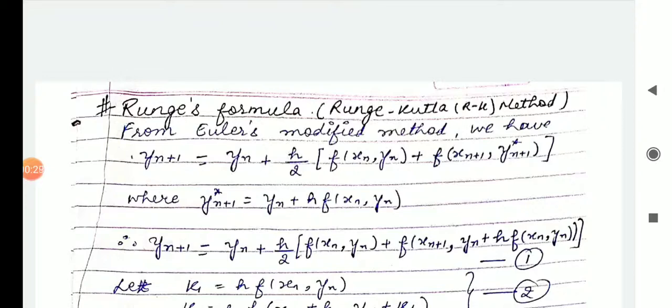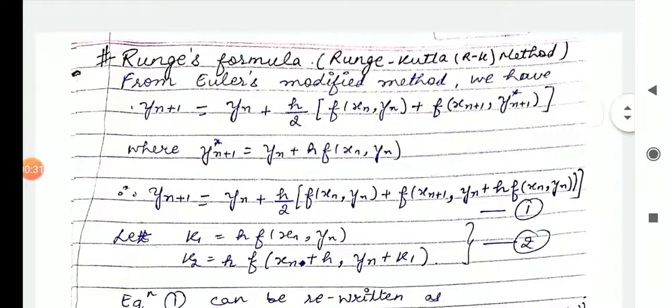numerically. So from Euler's modified method, we have y_{n+1} equals y_n plus h by 2 times f(x_n, y_n) plus f(x_{n+1}, y_{n+1}*), where y_{n+1}* is equal to y_n plus h times f(x_n, y_n). Therefore y_{n+1} is equal to y_n plus h by 2 times f(x_n, y_n) plus f(x_{n+1}, y_n plus h times f(x_n, y_n)). In this equation we have substituted the value of y*_{n+1} in the above equation.